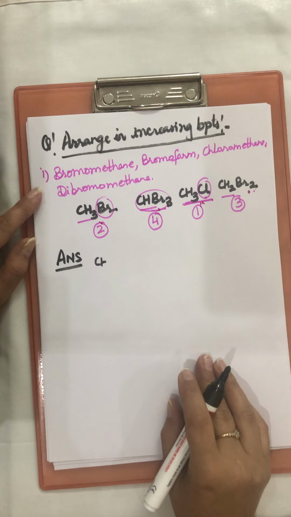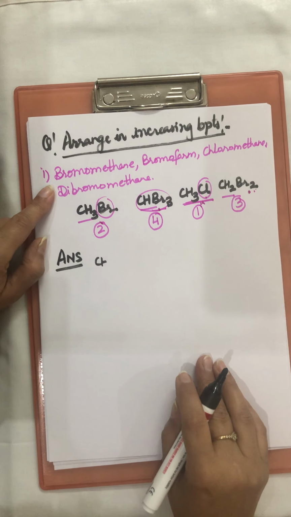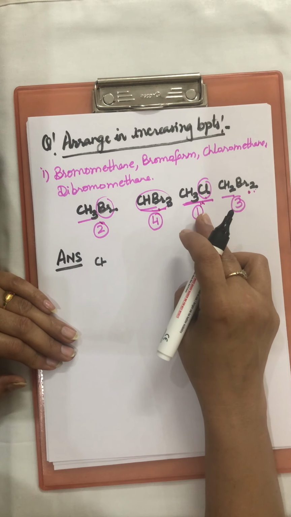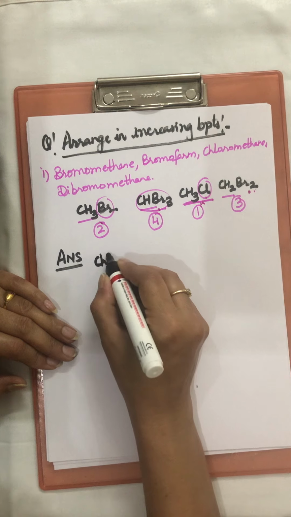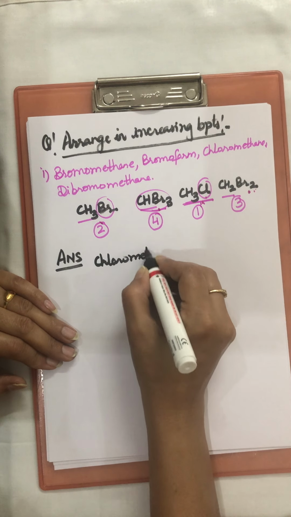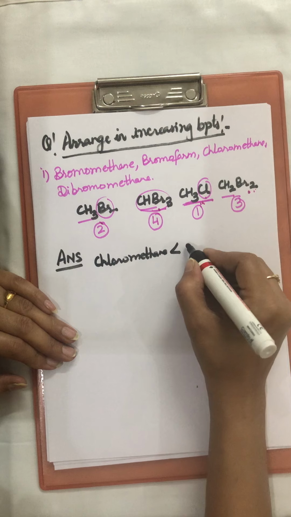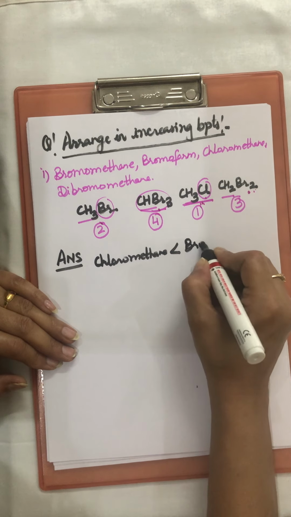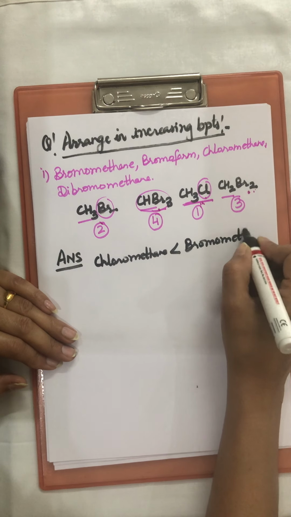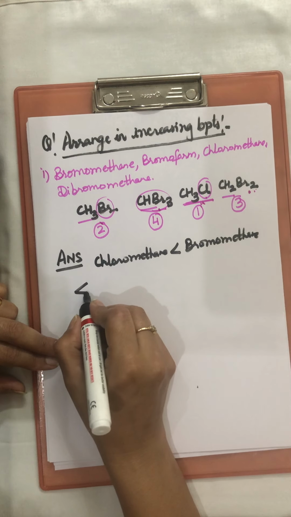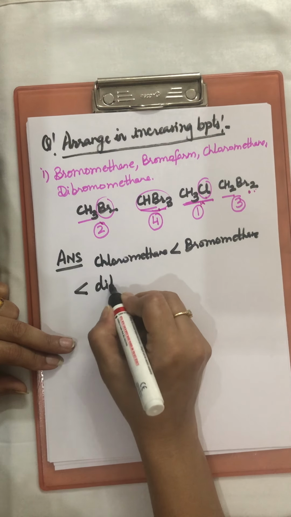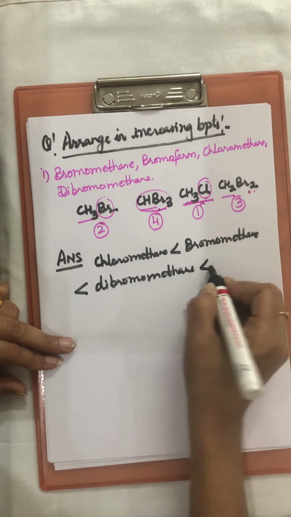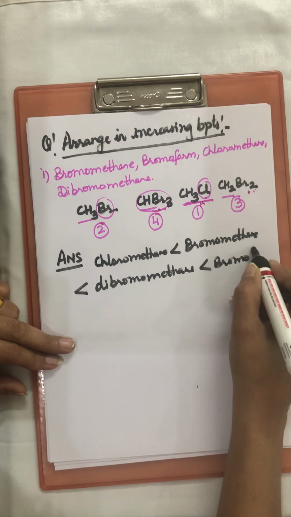CH3Cl. The question is in this form, so answer also should be in this form only. So we will not write the formula, we will write it in words. This is chloromethane. So first we write chloromethane is less than that of the next compound is CH3Br, that is bromomethane. Less than that of the dibromomethane, less than bromoform.